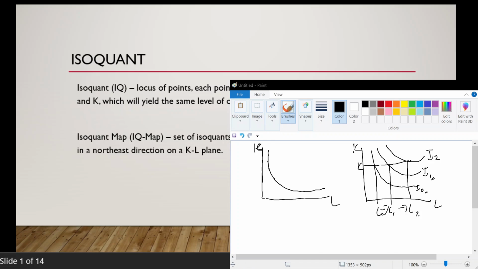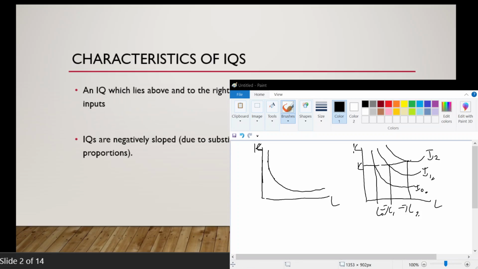Okay? So, let's take a look at the characteristics of the isoquants. Okay, so an IQ or isoquant, which lies above and to the right of another, represents a preferred combination of inputs. So, for example, I1, ito, I1 is preferred over I sub-naught. Kasi it is at the right or higher than yung I sub-naught natin. And then I2 is more preferred than I1. So habang tumataas, mas preferred yung combination of inputs.